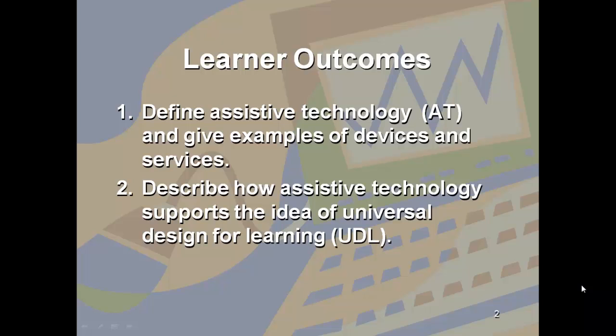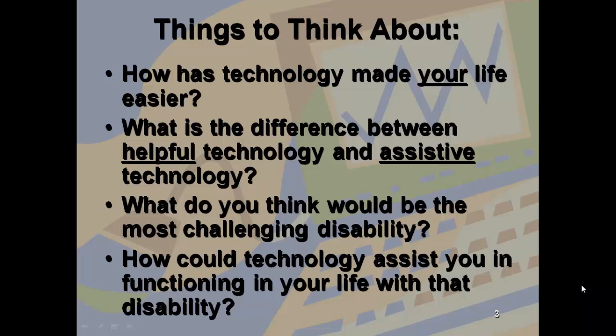So the second outcome here says that you should be able to describe how assistive technology supports the idea of universal design for learning. And UDL, again, is one of those areas in special ed where, inclusively, students with disabilities are able to have similar outcomes because the playing field is leveled. So some things to think about are listed here.